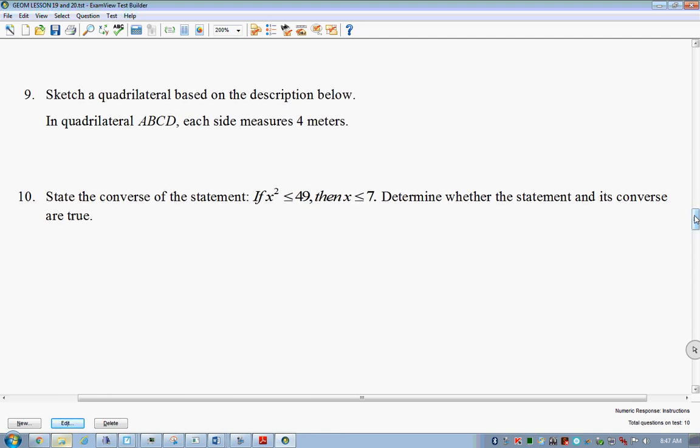Okay, a quadrilateral ABCD, each side measures 4 meters. What kind of shape am I going to get if I were to sketch that? Or actually, okay, so we could sketch a square, okay, but they're not telling me that it's right angles. So at the very least, what should I be drawing? A rhombus. That's exactly right. Thank you guys for listening closely, because the only quadrilateral that tells me for sure that all 4 sides are congruent in the most general terms is a rhombus. Does that make sense? Okay.